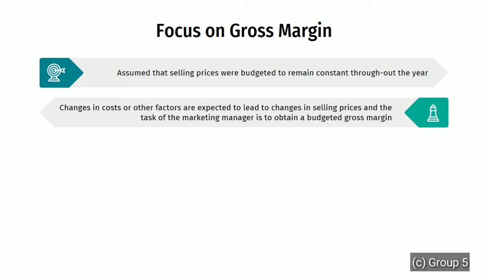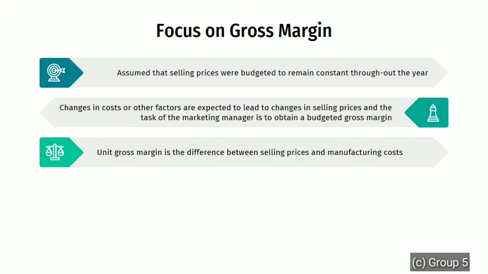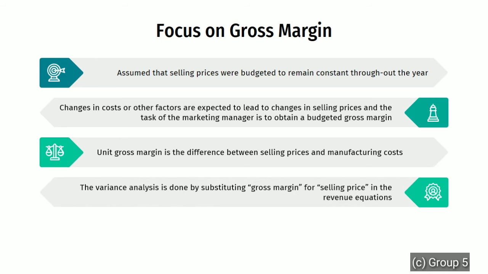A variance analysis in such a system would not have a selling price variance. Instead, there will be a gross margin variance. Unit gross margin is the difference between selling prices and manufacturing costs. The variance analysis is done by substituting gross margin for selling price in the revenue equations.